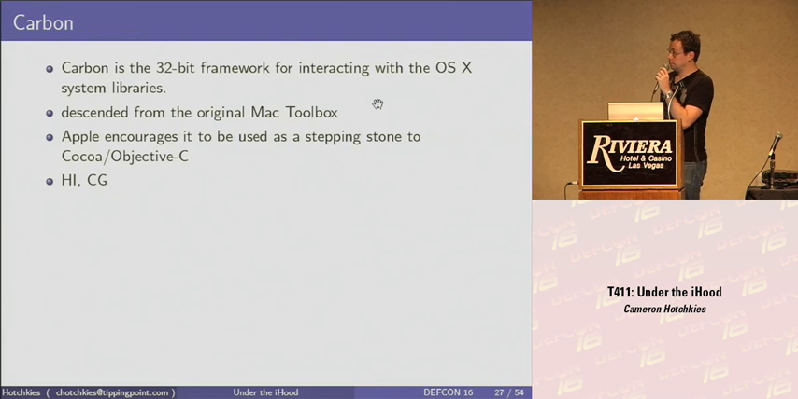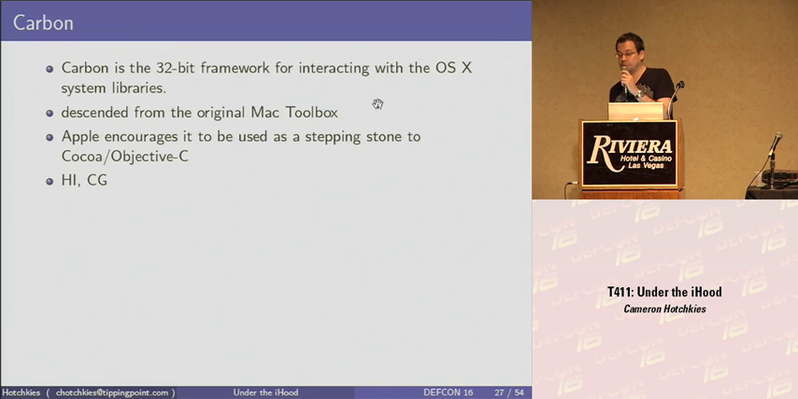Now, there's two main frameworks for writing code on OS X systems. Carbon is the C++ based framework that's going to be used. It was descended from the original Mac Toolbox.